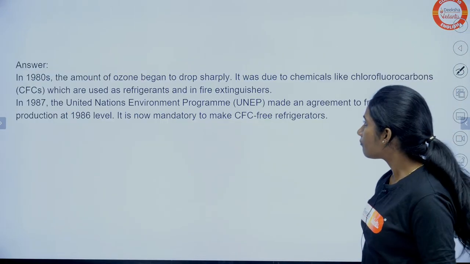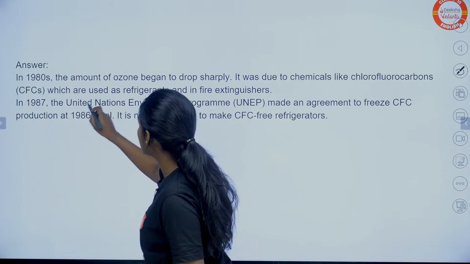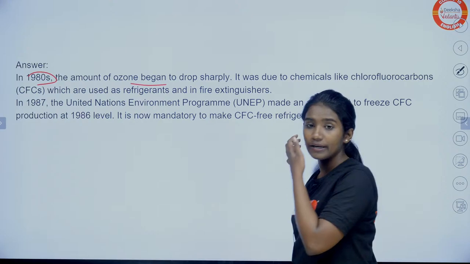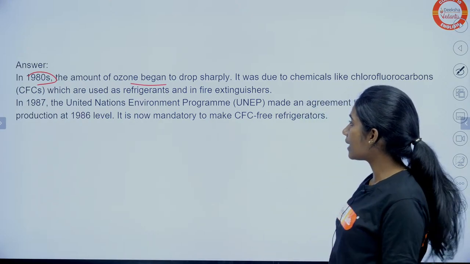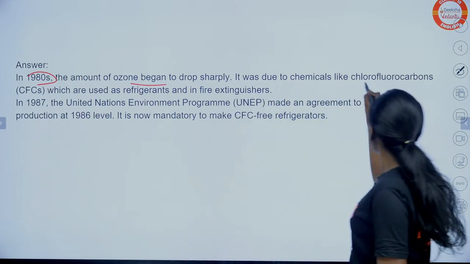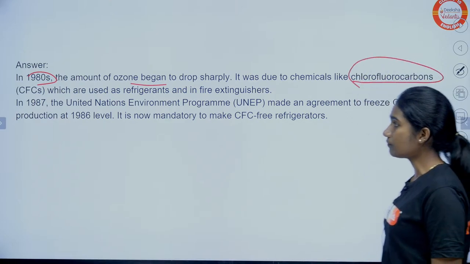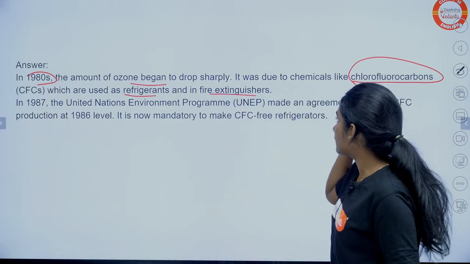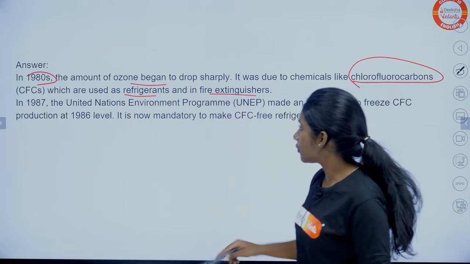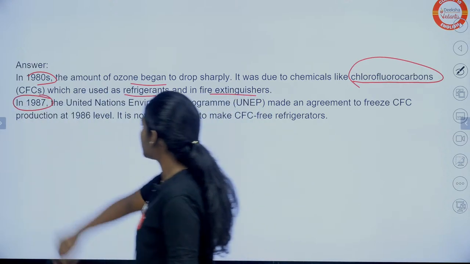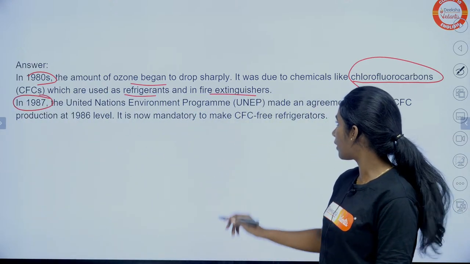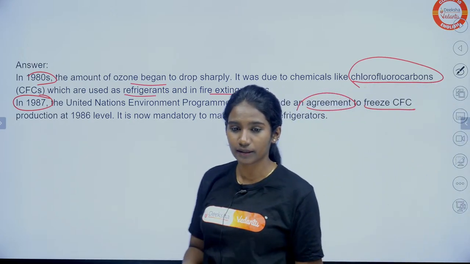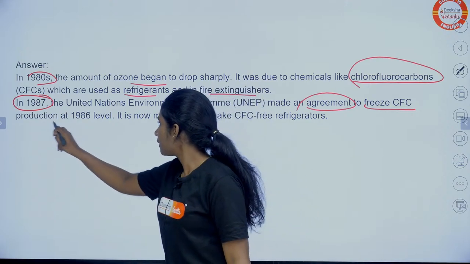Usually, in the 1980s, that time the ozone layer started depleting. Why? It is because of the chemical chlorofluorocarbon, which is used in refrigerators and also in fire extinguishers. So now in 1987, the United Nations Environment Program made an agreement. Why? To stop the use of this CFC.